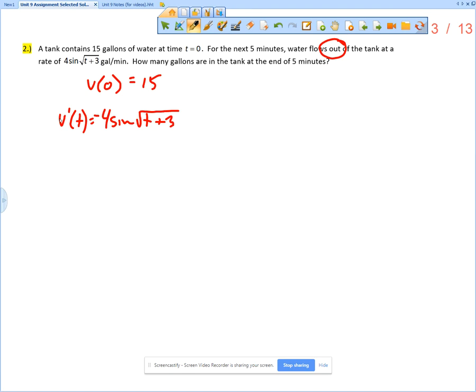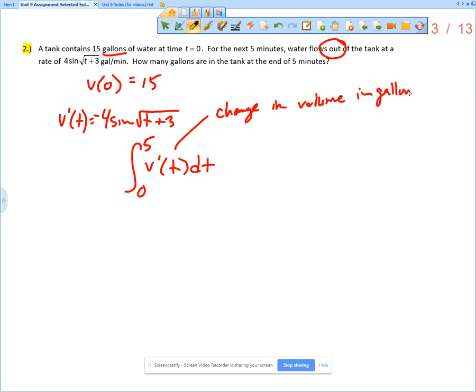If we're given V prime, we're going to have to integrate V prime to get to V. But the problem is that negative 4 sine of root t plus 3 would require a u substitution that wouldn't work. So we're going to have to take the integral of V prime of t from 0 to 5. Now, remember, what is this going to find? This integral is going to find the change in volume, in gallons, from t equals 0 to t equals 5.